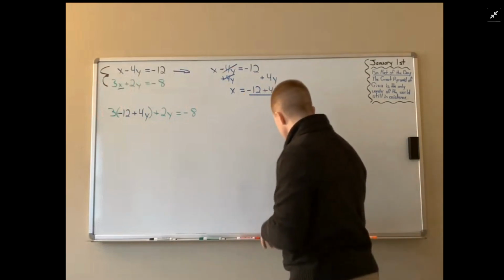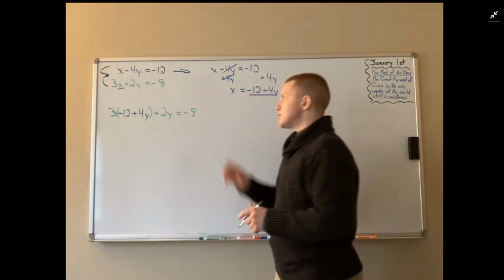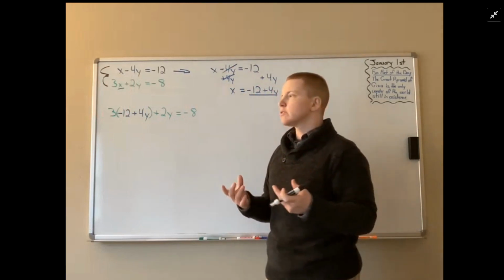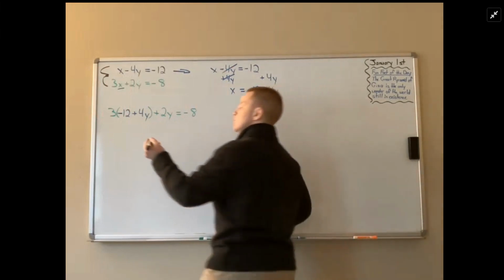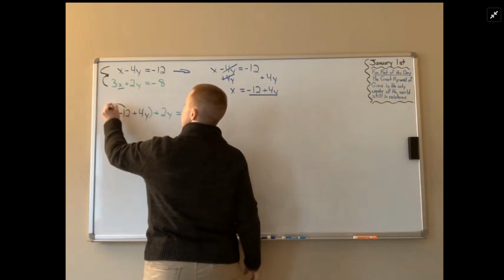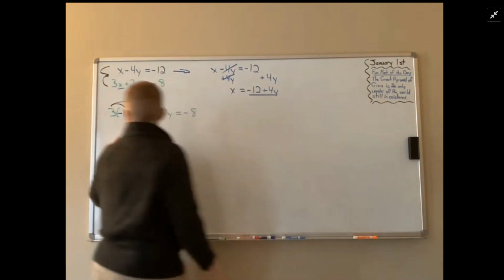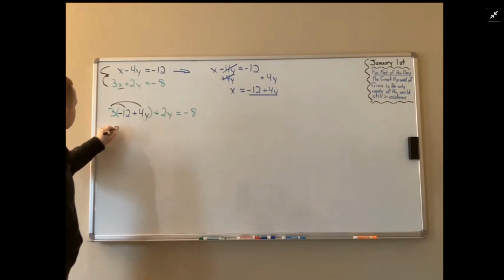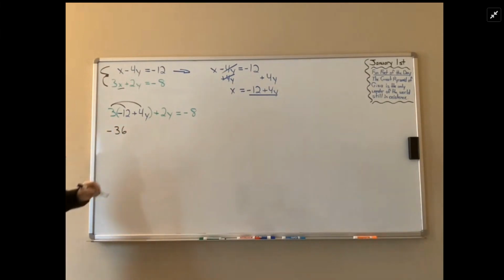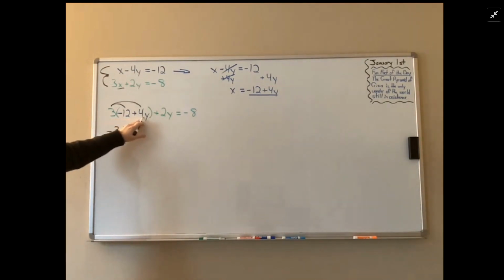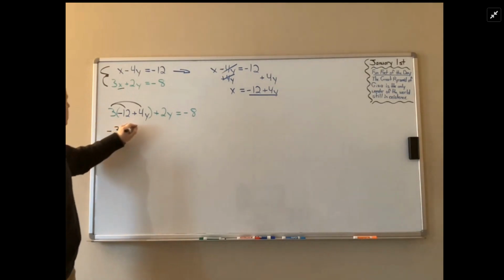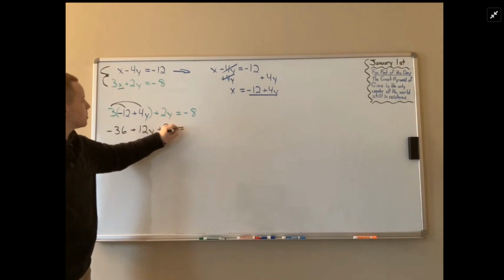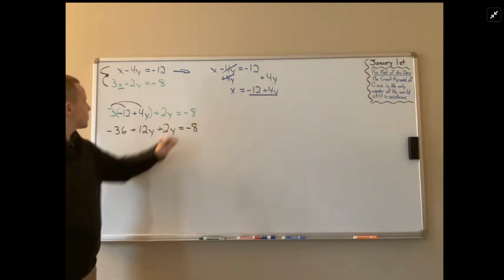So from here, what we can do is distribute the 3 because our variable is currently in parentheses. That's bad news. So we need to get it out of parentheses. In order to do that, we need to distribute the 3, okay? So 3 times negative 12 is negative 36, and don't be afraid to use your calculator, okay? And then 3 times 4y is going to be plus 12y. And then the rest stays the same. Plus 2y equals negative 8, okay?